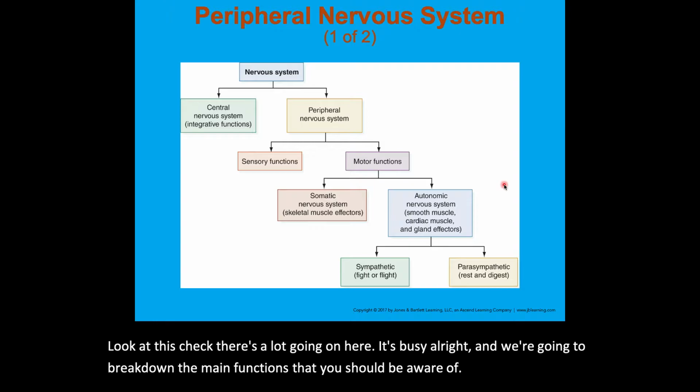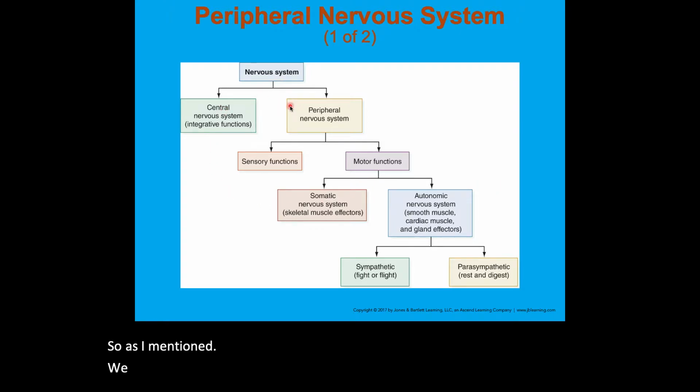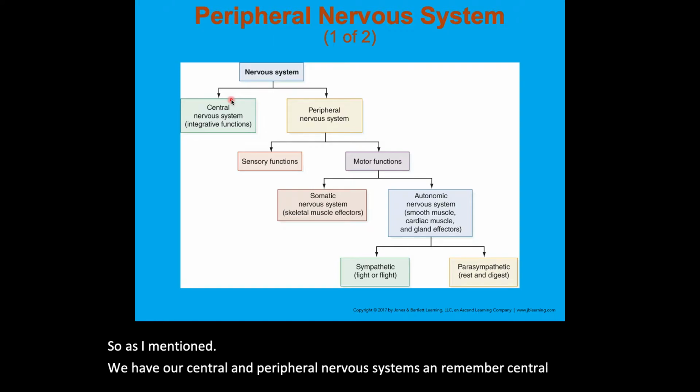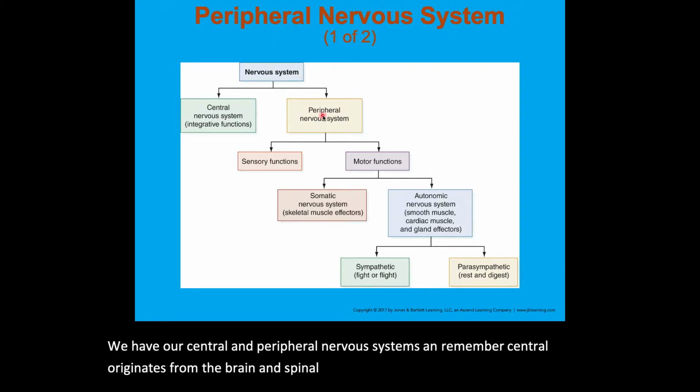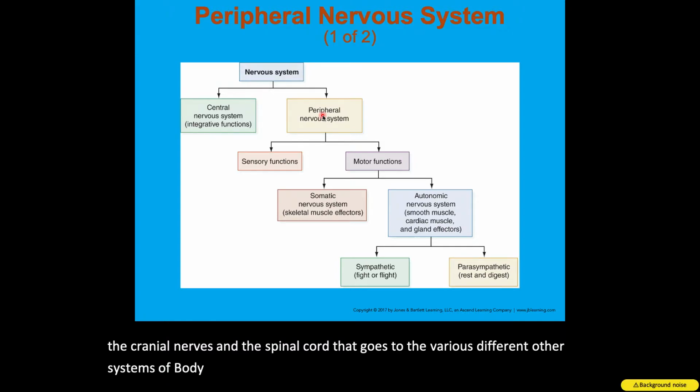So, as I mentioned, we have our central and peripheral nervous systems. And remember, central originates from the brain and spinal cord, and the peripheral comes from some of the cranial nerves and the spinal cord. It goes to the various different other systems of the body and relays information back and forth.